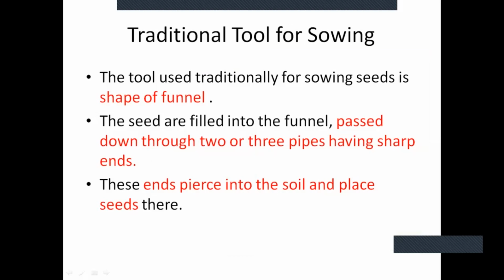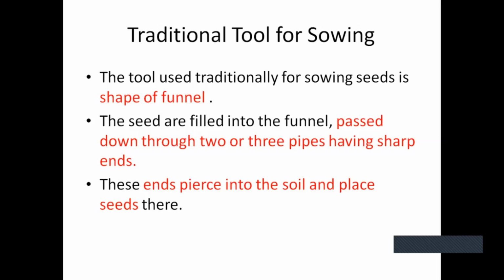Now let's see what a traditional tool for sowing is. The traditional tool for sowing is made of wood. It's a wooden structure, right? And it has a funnel shape. Seeds are filled in this funnel, and through this funnel there are 2 to 3 pipes which are passing, right? And at the end of each pipe there is a sharp end.